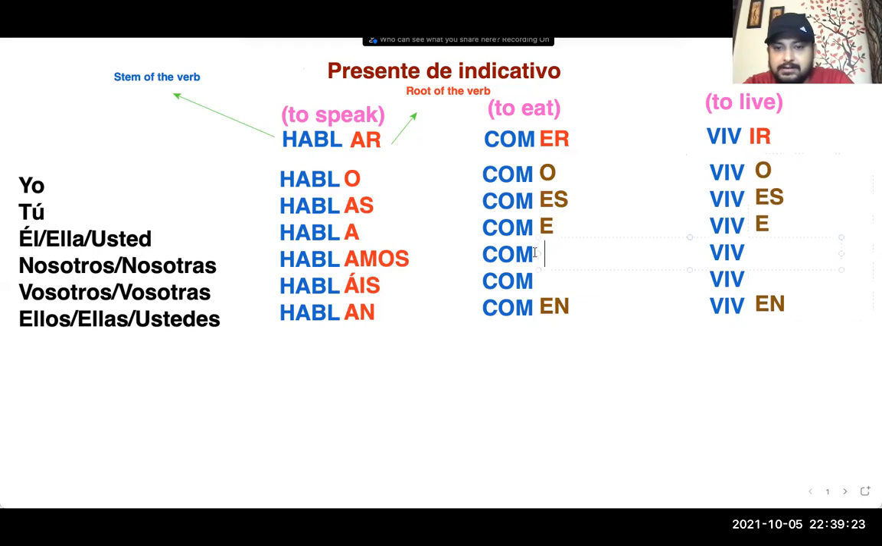So what is the difference here? That would become comemos, comís. It becomes vivimos and vivís. I hope it's clear to you. So I cannot mix like yo hablas. It will be incorrect. Or yo hablar. If I'm writing yo, I have to write hablo to say I speak. Yo como, yo vivo. Vosotros vivís, you all live.